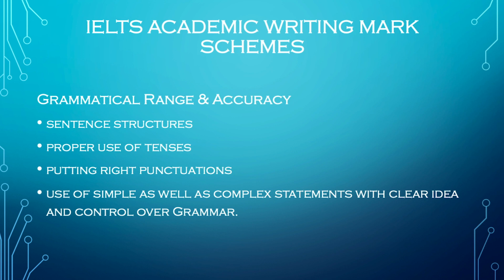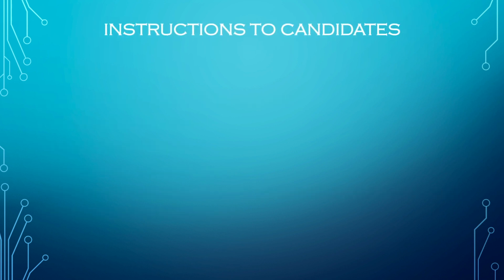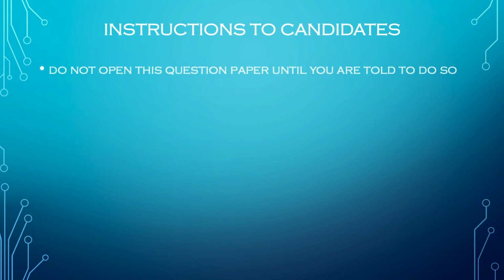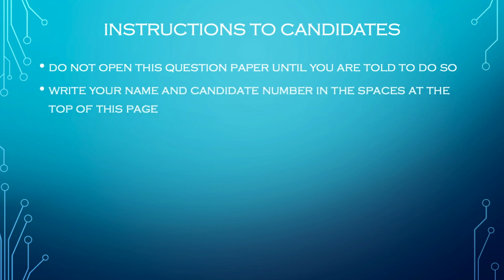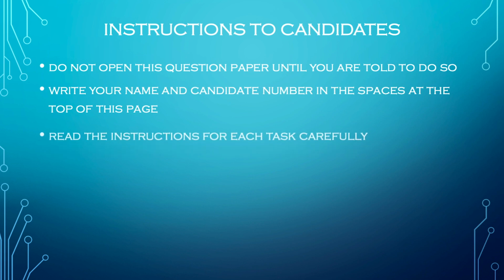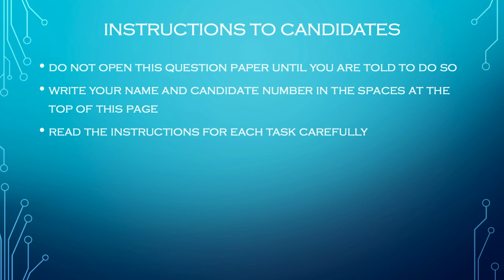Alright, now let's move on to what instructions we are supposed to follow when appearing for the IELTS writing test. In the actual test, you will be given the following instructions. You are not supposed to open the question paper until you are told to do so. You have to write your name and candidate number in the spaces at the top of the page. Make sure to read the instructions for each task carefully, and obviously you have to answer both of the tasks.